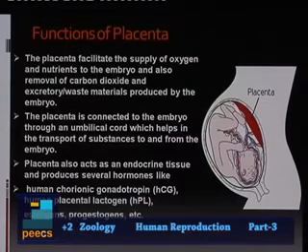Placenta can also act as an endocrine tissue because it produces a set of hormones. What are the different hormones being produced by placenta? The hormones are human chorionic gonadotropin or HCG, human placental lactogen, or HPL, then estrogens and progesterone. All these are the different hormones being produced by placenta. That is why we say that placenta has an endocrine role.